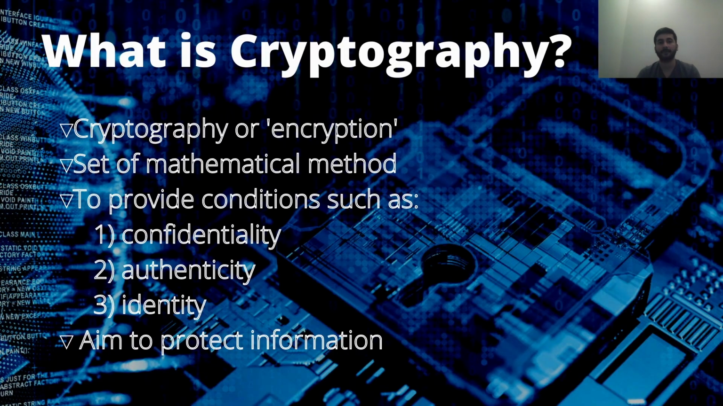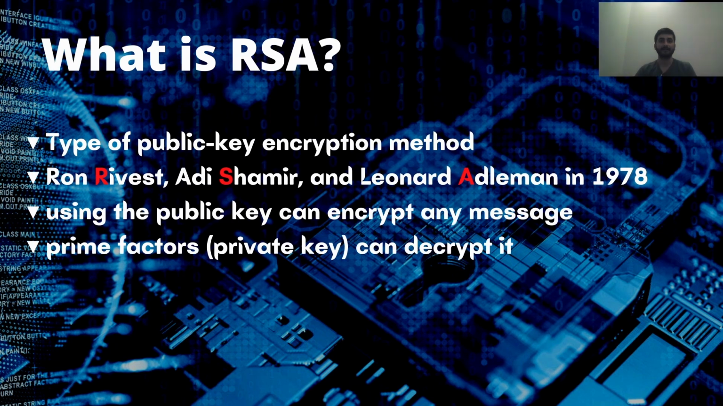What is cryptography? Cryptography or encryption is all of the methods used to transform the information contained in readable data into a form that cannot be understood by undesirable parties. Cryptography is a set of mathematical methods and is intended to provide conditions such as confidentiality, authenticity, and identity control necessary for the security of important information. These methods aim to protect information from active attacks or passive detection that may be encountered during the transmission and storage period of information. And what is RSA?